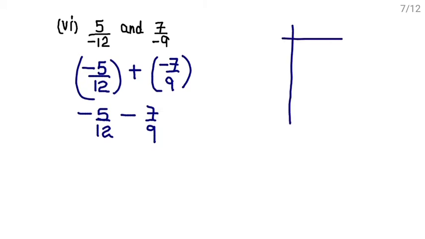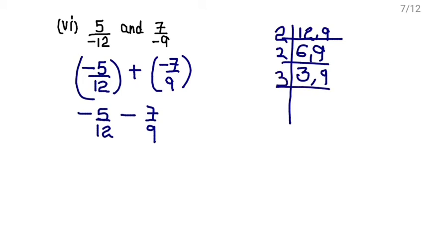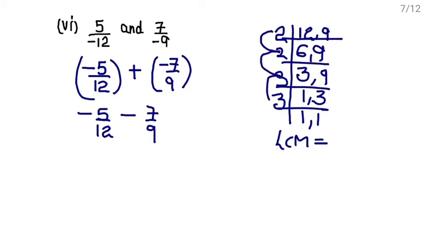Denominators are different, so take the LCM of these denominators, 12 and 9. 2 sixes are 12, 9 as it is. 2 threes are 6, 9 as it is. 3 ones are 3, 3 threes are 9, 3 ones are 3 and 1 as it is. So the LCM is 3 threes are 9, 9 twos are 18, 18 twos are 36. LCM is 36. So you will make the denominator 36.